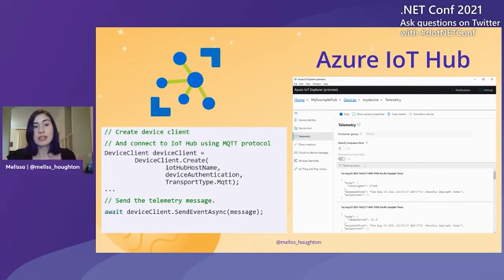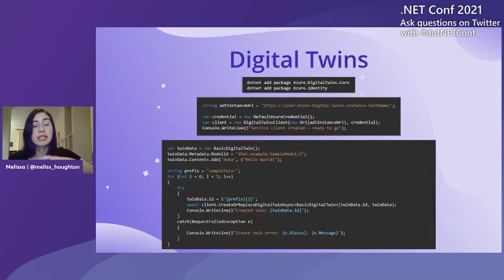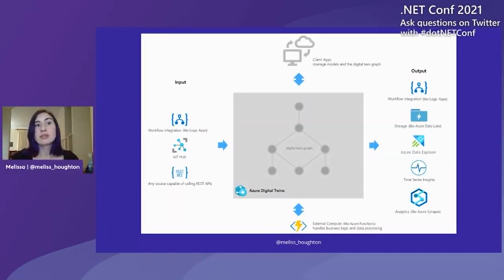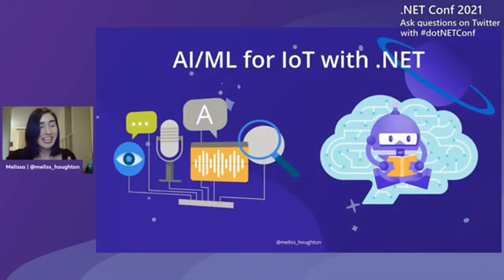So the Azure IoT features integrate really nicely with our .NET IoT applications. You can have a really development-based approach of creating and interacting with your digital twins, which blend with things like Time Series Insights and all of that. So you can make really powerful IoT solutions with .NET.